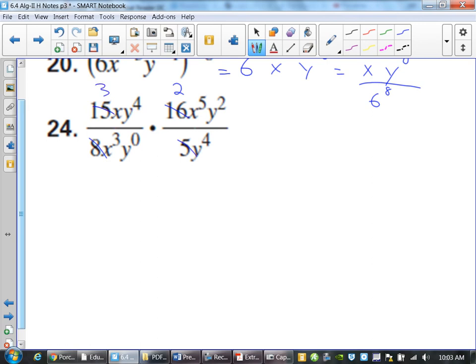5 goes into 15, 3. Your numerator becomes 6. X to the 5th, I get x to the 6th. Y to the 4th, y to the 2nd, y to the 6th. X to the 3rd. What's y to the 0? 1. And then you just rewrite. We have 6x cubed y squared, and I didn't even need the fraction bar. If you throw it in there, it's not a big deal.